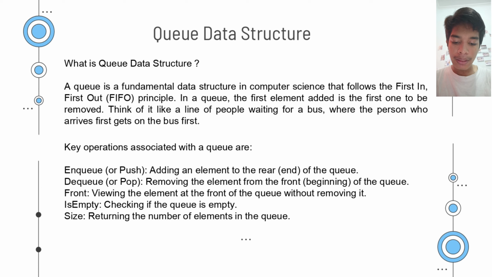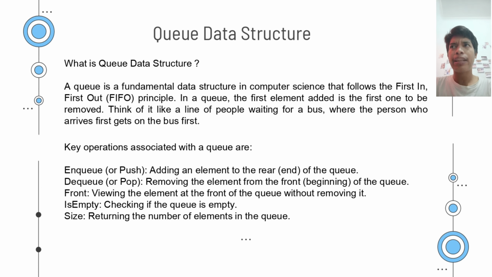Queue is a fundamental data structure in computer science that follows the first in, first out principle. In a queue, the first element is the first one to be removed. Think of it like a line of people waiting for the bus, where the people who arrive first get on the bus first. Okay. Queue, the fundamental data structure in the first in, first out.